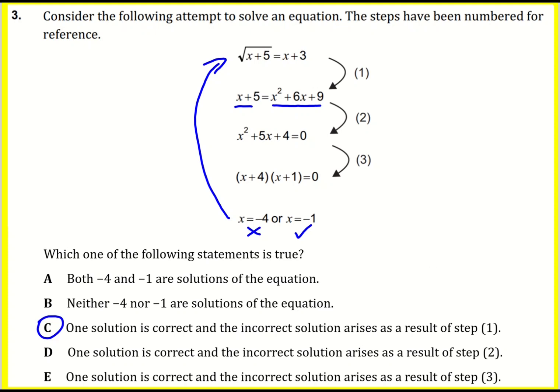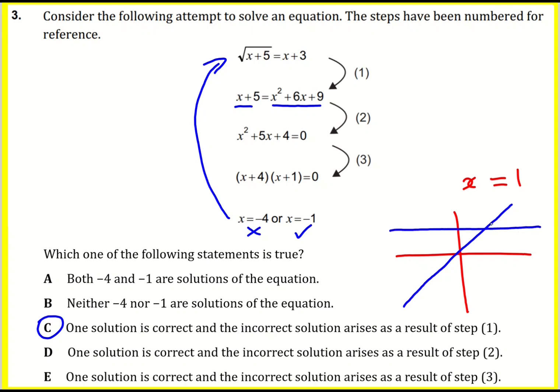And here's another example of where you can get a spurious solution. It's a really trivial example, let's just say x equals 1. Now that is a solution to where y equals x meets y equals 1 here. So we just get the one solution.